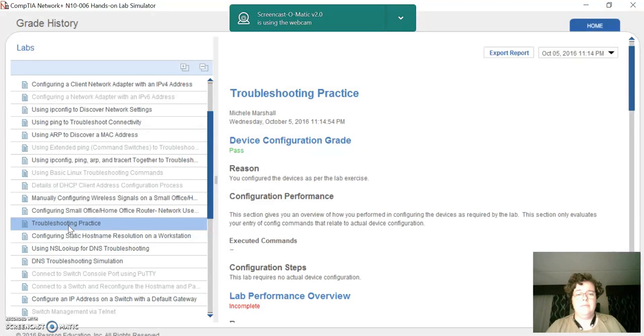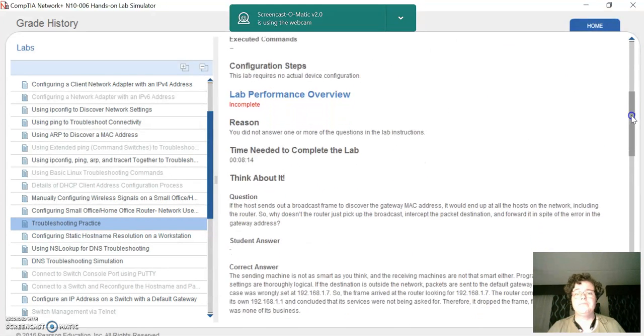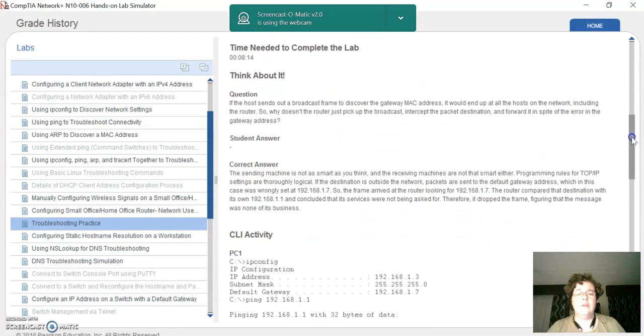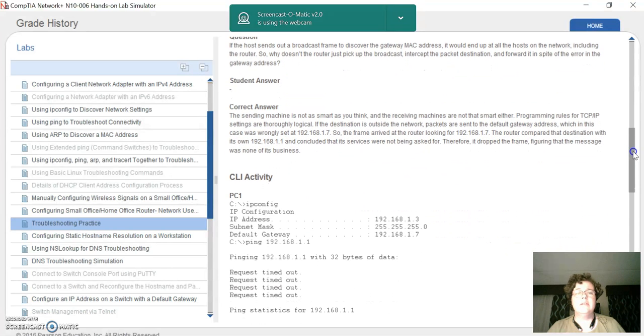it says for lab performance, incomplete. So with this troubleshooting practice, I could very clearly see that my PCs all had a default gateway of 192.168.1.7, which was actually the gaming console that was a part of my little network.